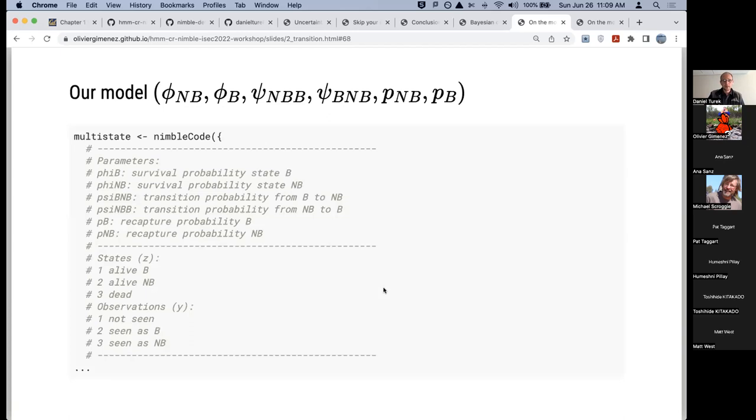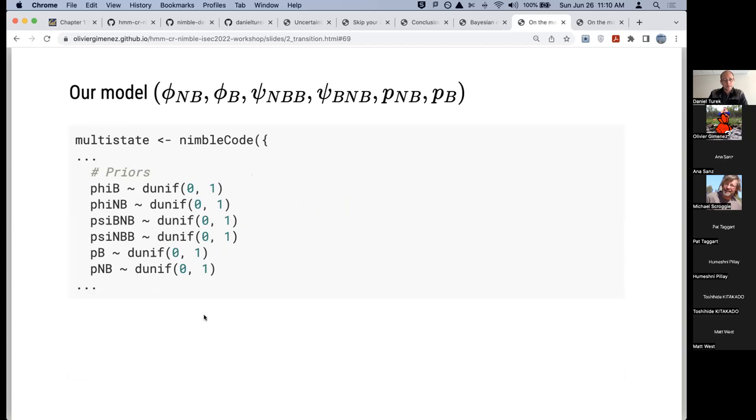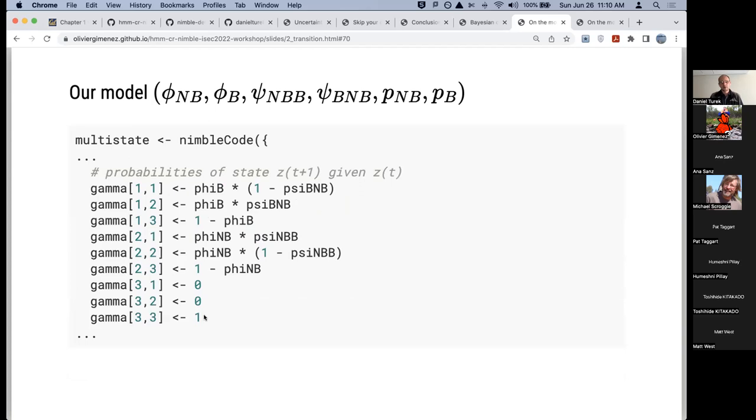Once again, we have three states: alive breeder, alive non-breeder, and dead, and observations: not seen, correctly identified as a breeder, and correctly identified as a non-breeder. And those are all correct identifications in this model. Same prior distributions for these parameters. The transition probabilities, this again is the model formulation of that gamma matrix, the transition matrix, the same thing we talked about already.